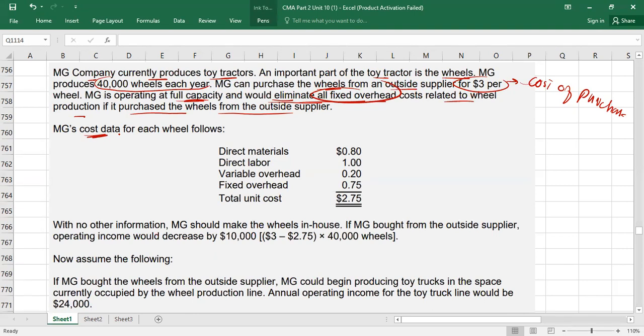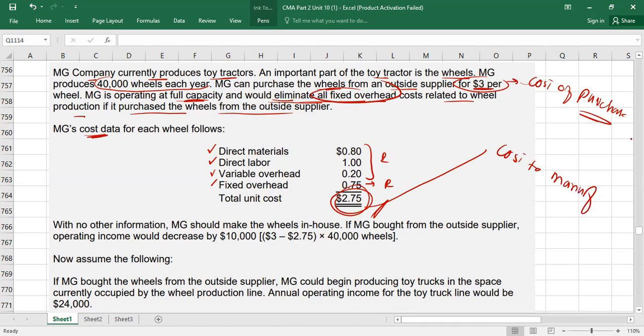So here we have MG's cost data. Cost data means the cost to make, not the cost to purchase. Cost to purchase is given here as $3. So MG's cost data for each wheel follows. We have direct material of $0.80, direct labor of $1, variable overhead of $0.20, and fixed overhead of $0.75. Please remember here, because fixed cost is also relevant, all the variable cost is also relevant. So your total relevant cost would be $2.75. Now, if you do not have any other information, let's assume you have data up to here. Which option is better? Obviously, cost to purchase is $3, and the cost to make is $2.75. This is the cost to manufacture, sir.